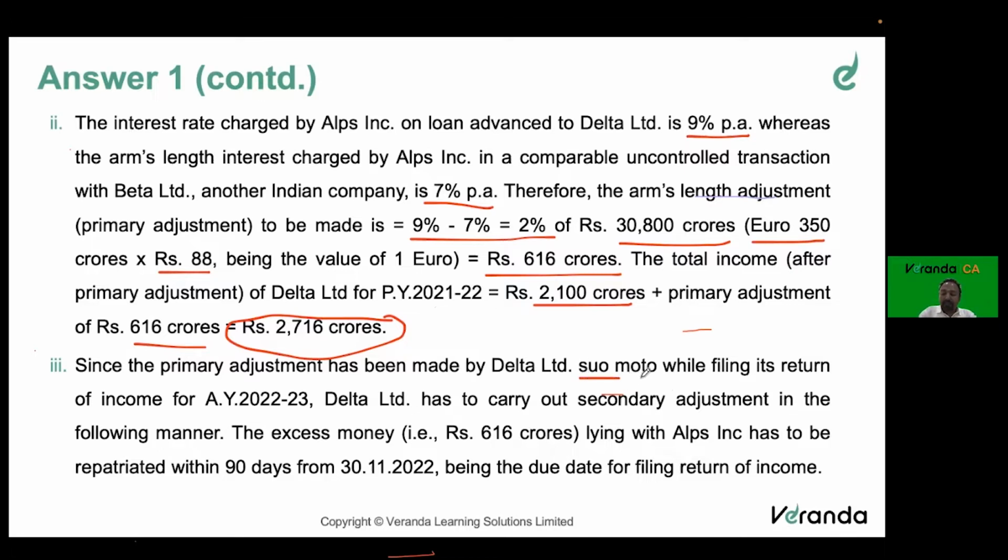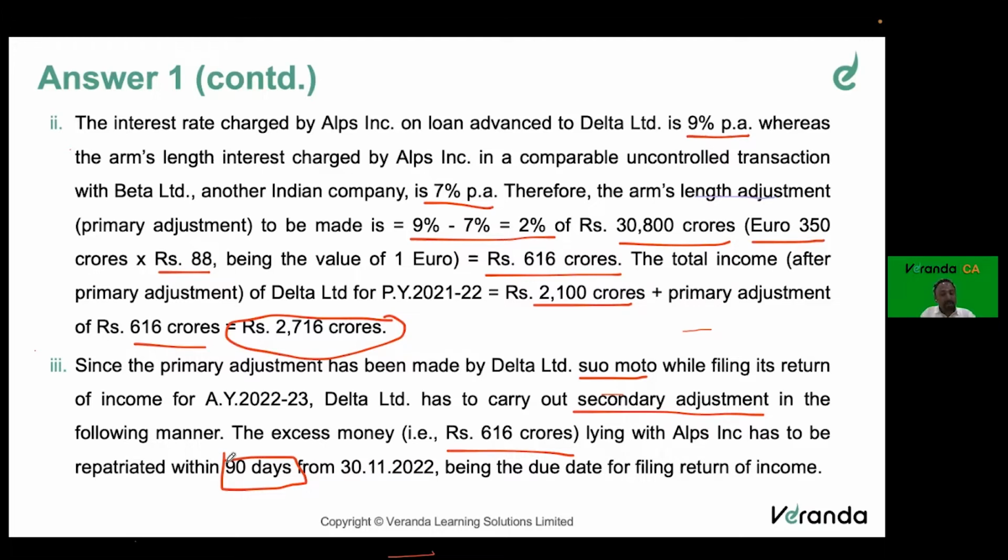So since it has already been made suo moto, they'll have to carry this secondary adjustment. So what does the secondary adjustment need to make? They need to recover the 616 crores lying with the Alps Inc. So what is the period in which they need to recover? They'll have to recover this within a period of 90 days. So that's the time limit for recovering it. So 90 days from when? From the due date of filing return of income.